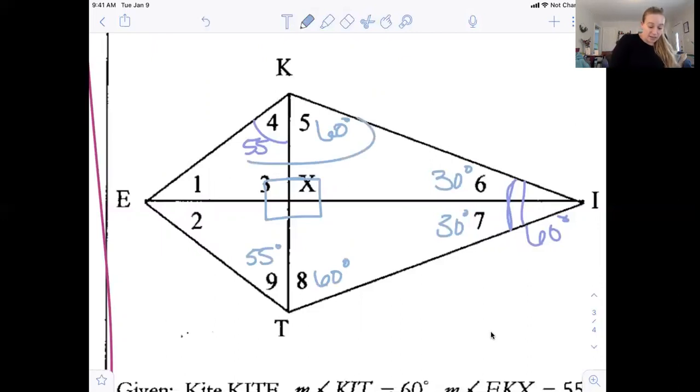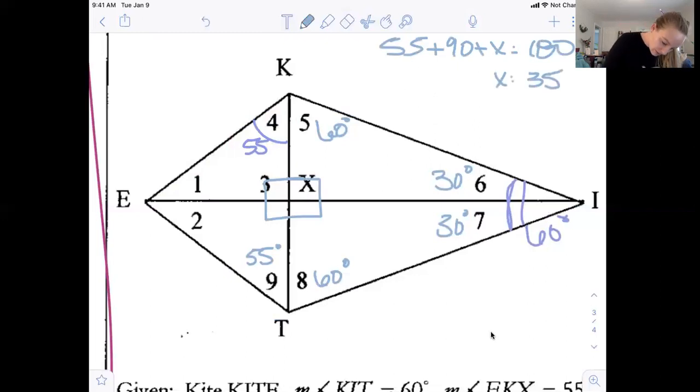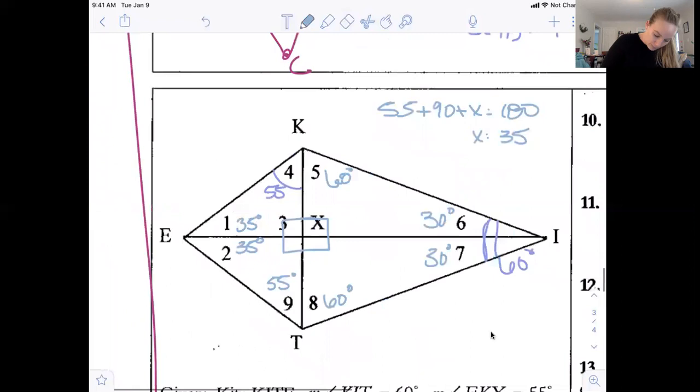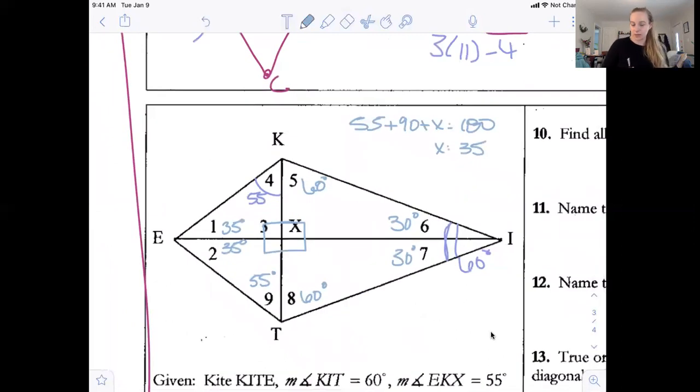And then we could add like this and that and this and find 1 and 2. But I think an easier way personally is if I just think of this as a little right triangle. So I've got 55 plus 90 plus X equals 180. That's going to give me angles 1 and 2, and I believe that's going to be 35. So angles 1 and 2 are 35. Again, I know I did that pretty quickly, so pause or rewind and watch this little part. These are all properties of your kite. Use your front sheet to know what's congruent, what's angle bisected, what's not, etc.